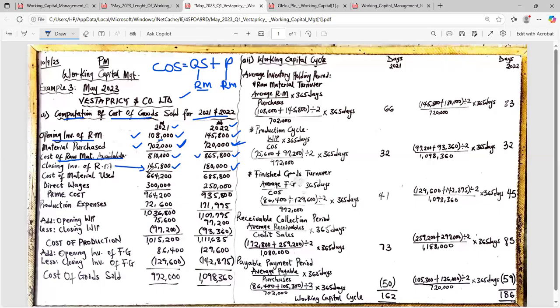Since I have my closing stock of raw material, what do I do? I less it out. So this is supposed to be in brackets. Less closing stock, in brackets. So can somebody do one for me, and the other person do the other one for me? 810 minus the closing stock. 810 minus 145,800. You get 664,200.